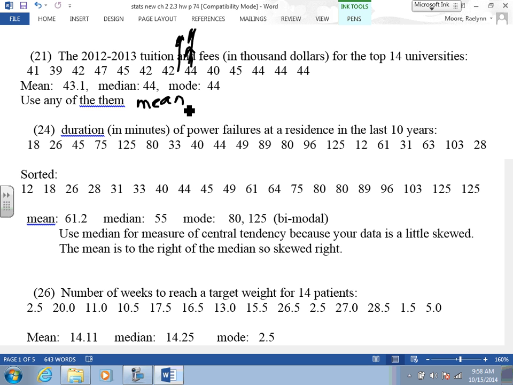Would we have to put it in order first to find it? You have to put it in order. It has to be in order first.